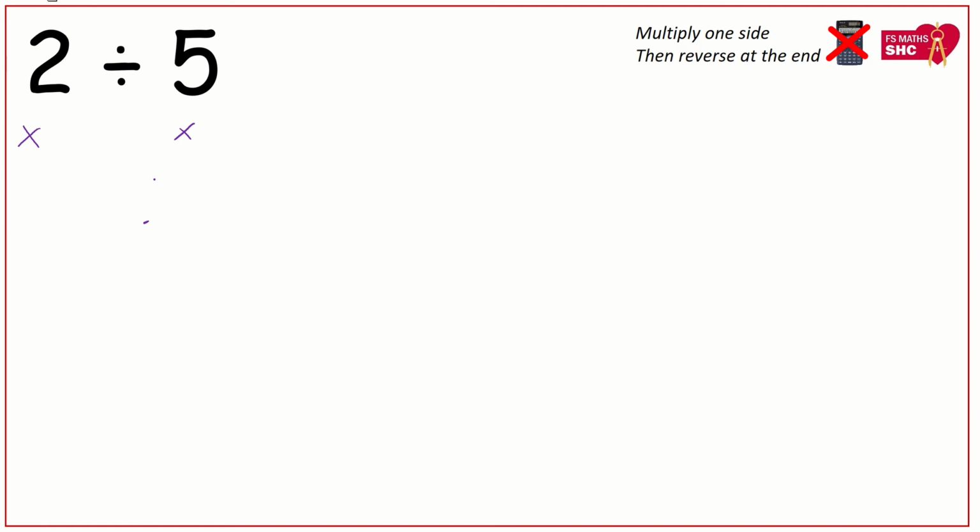So let's get rid of all that working out there. So I've left some instructions in the top right hand corner. We're going to multiply only one of the sides so that it is bigger than the other. So this 2, I'm going to times it by 10 to give me 20. And I'm going to go ahead and do the calculation. So the answer is 4.